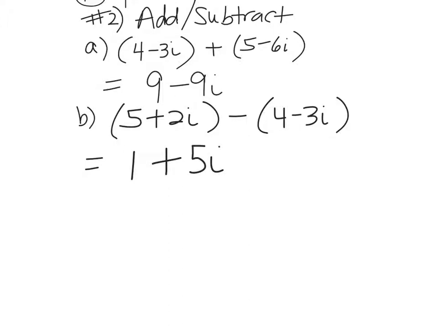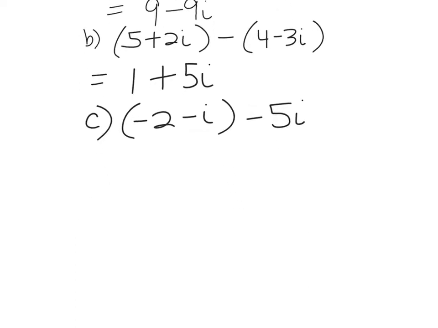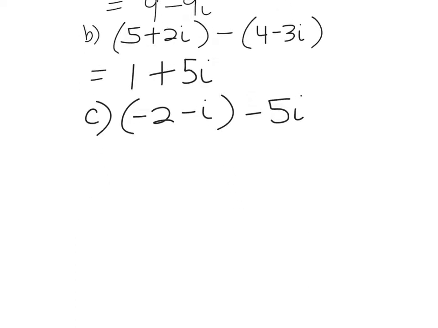All right, let's do one more of these. These are pretty basic. Let's do negative 2 minus i, and then let's subtract 5i. Even if you didn't know what i was, you could just do this as combining like terms. Negative 2, nothing goes with negative 2. There are no real parts that can go with it, so it's just negative 2. And then I get negative i minus 5i. What is that? Negative 6i. Perfect. That's it.